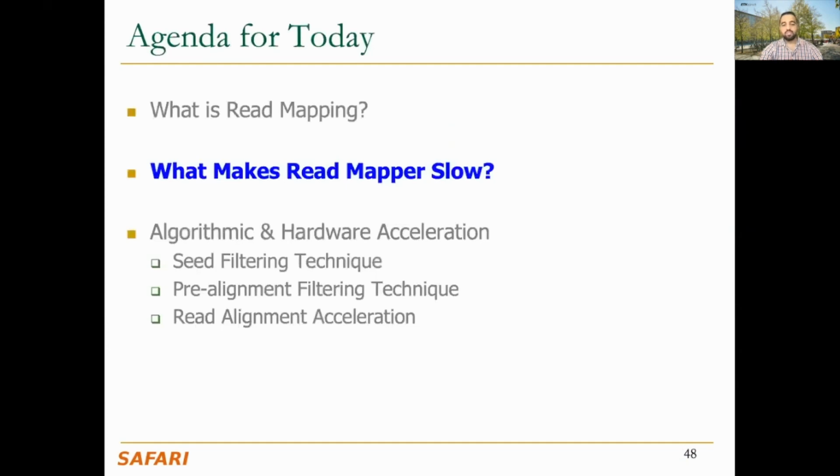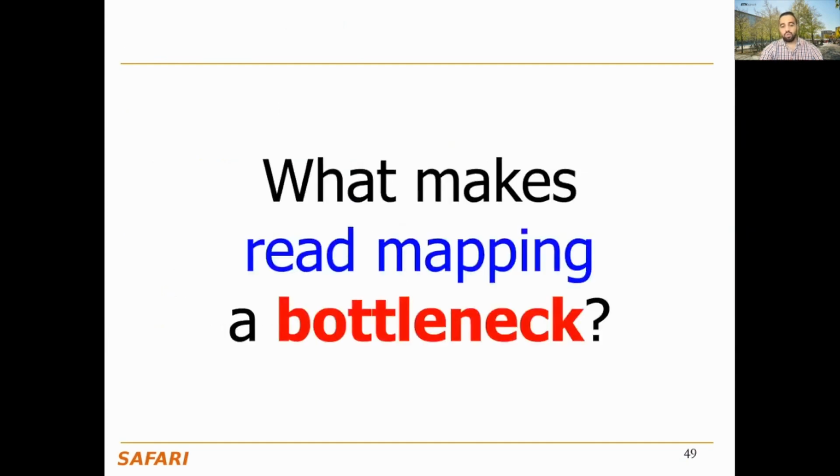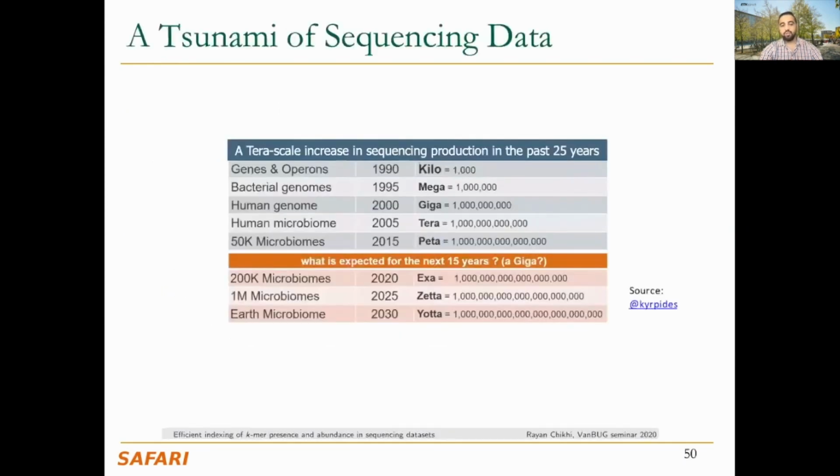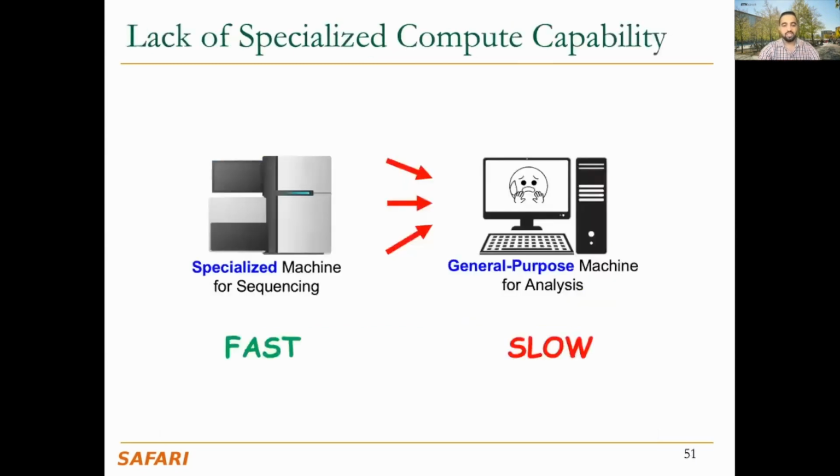Now, what makes it slow? What makes read mapping a bottleneck? Of course, first, the cost is really low, so we are able to generate a huge amount of data every year, and we expect this to continue until 2030 to generate sequencing data for every microbiome living with us here on Earth or even in space. We don't know what's there, so that's why we do sequencing even inside the International Space Station.